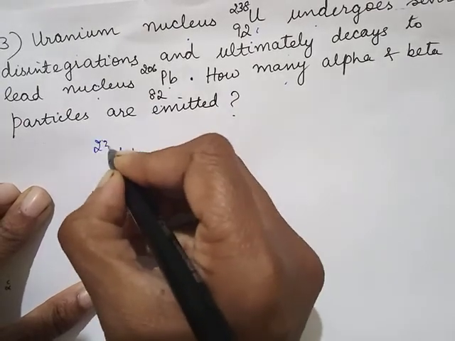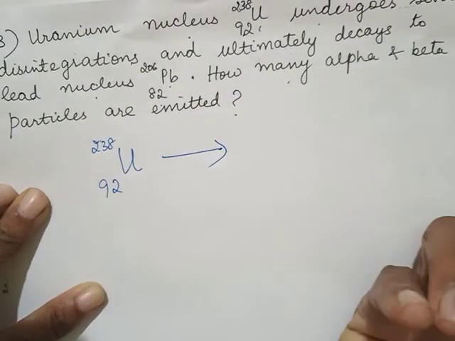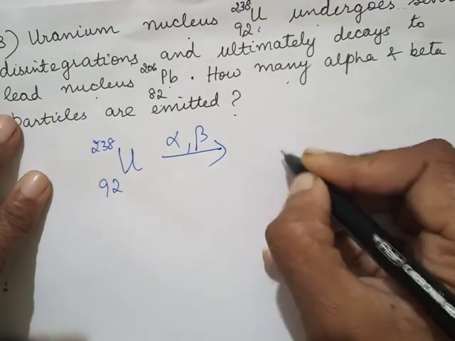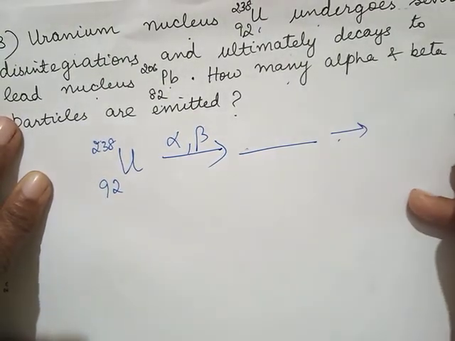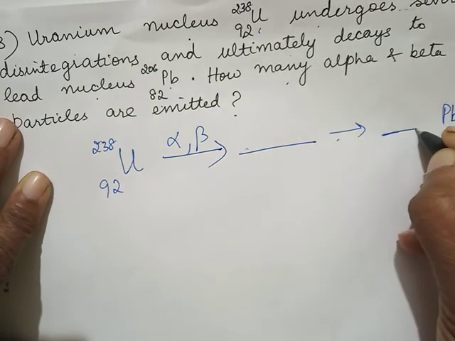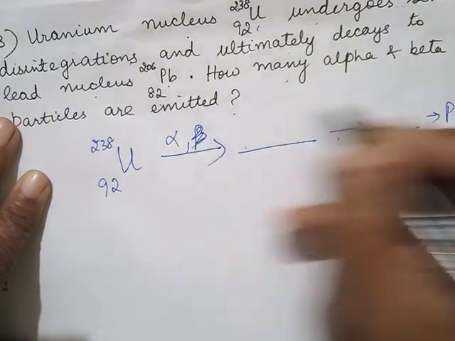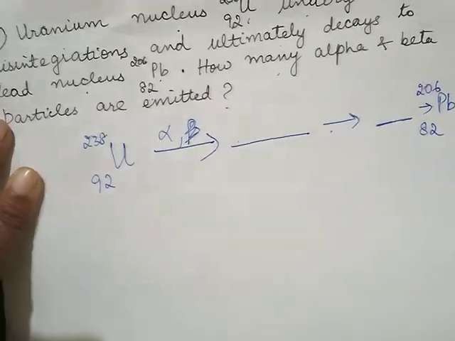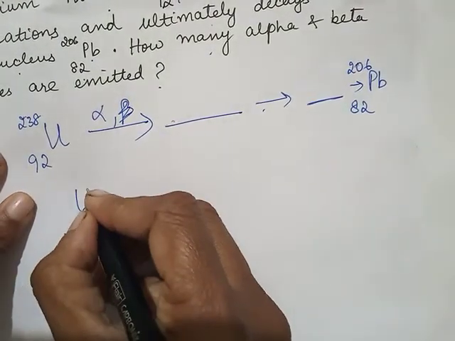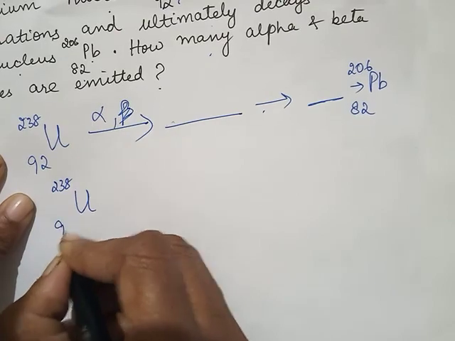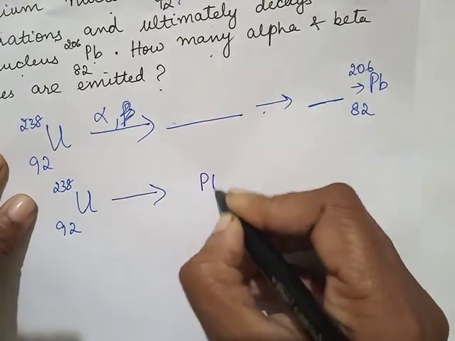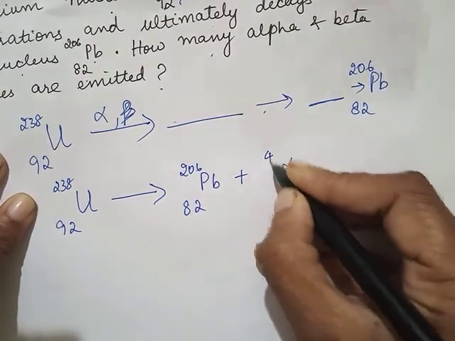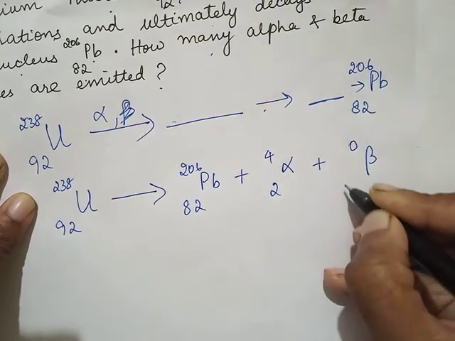Now, uranium-238-92 is disintegrating. You don't know how many times. It emitted alpha and beta, we don't know. And finally, there will be so many steps, and finally it became lead 206-82. Now, how to solve this? What you do: this gives Pb-206-82. So definitely there will be some alpha and some beta.